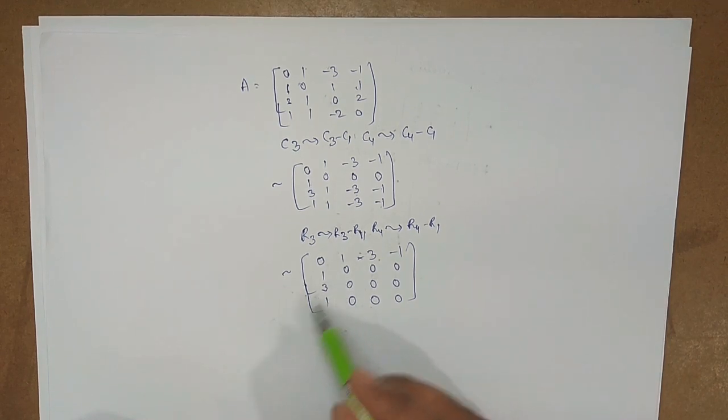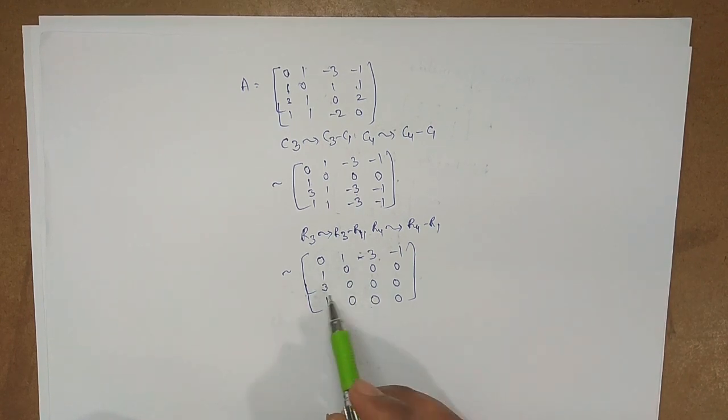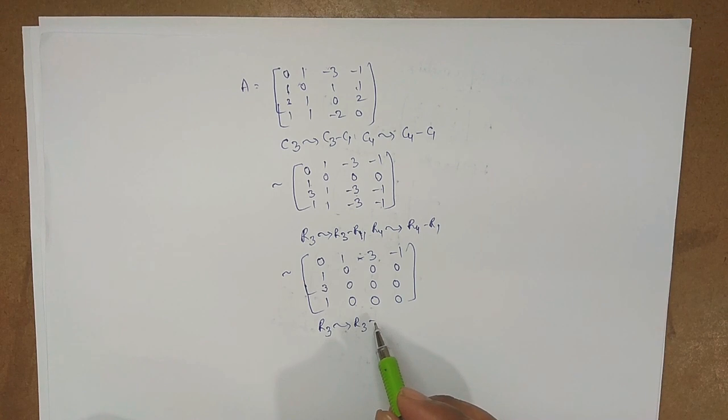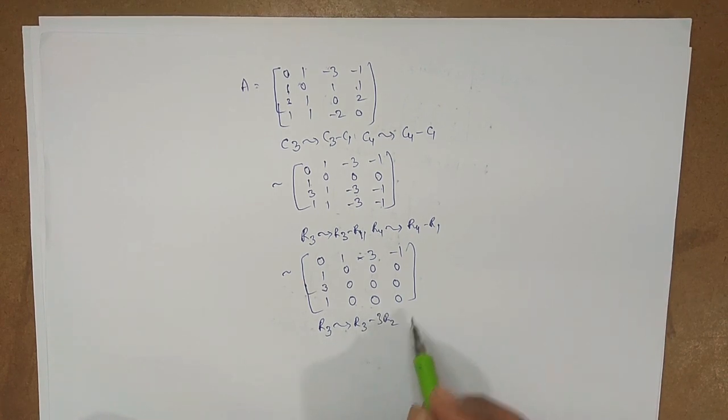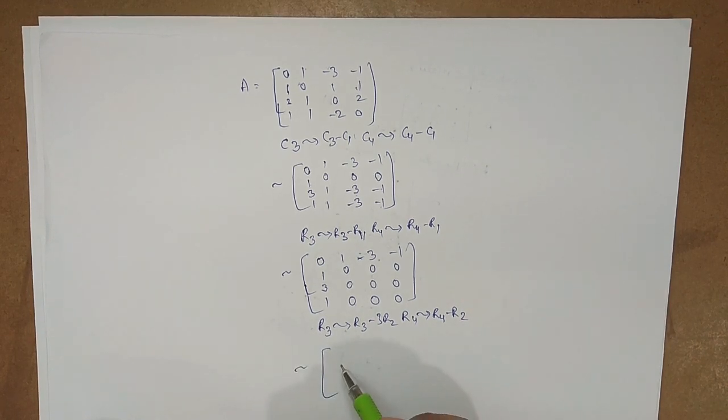Make this 0 again. Okay. All our motto is to make it simpler, and whatever minor is left is said to be the rank of that matrix. So you have to make this 0. How can you make it 0? By simply subtracting 3 times this from this. Okay, we'll check that. R3 gives rise to R3 minus 3R2, and again R4 gives rise to R4 minus R2.